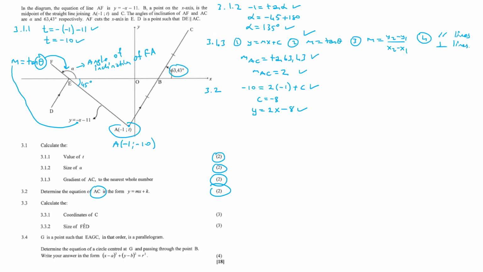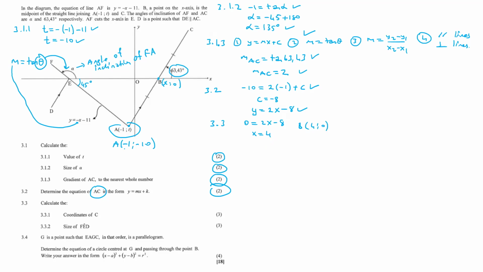Our next question is calculate the coordinates of C. Where is C? As you can see in the diagram, B, a point on the x-axis, is the midpoint of the straight line joining A and C. So this is the midpoint. Since B is the x-intercept of the equation that we found in the previous question, let's find the coordinates of B first. The x coordinate is unknown, the y coordinate we know is 0. If I substitute 0 for y in this equation, we'll get the x coordinate. So x is equal to 8 over 2, which is 4. This means the coordinates of B will be 4 and 0.